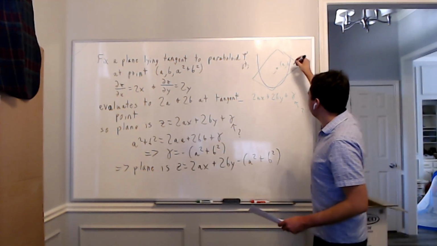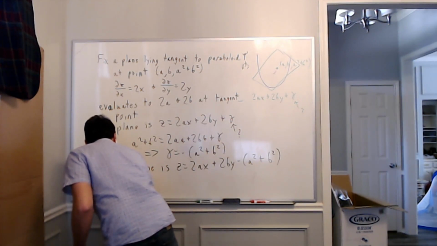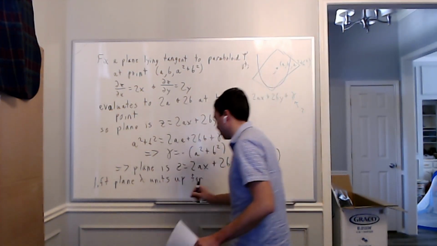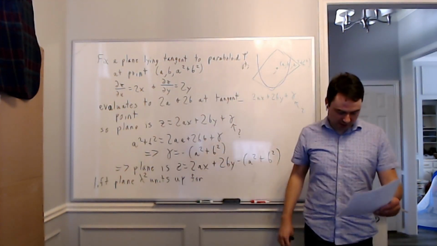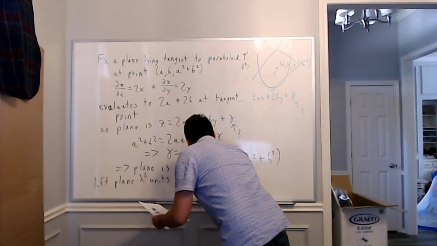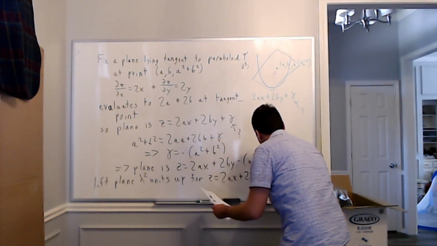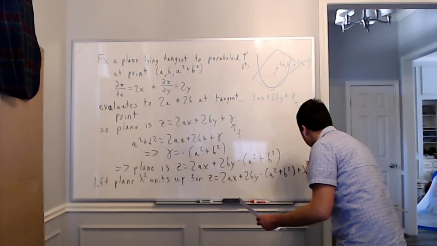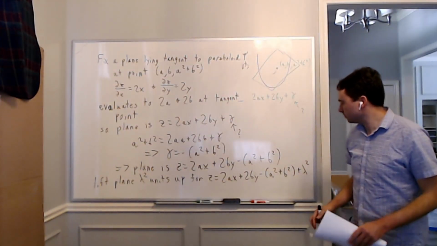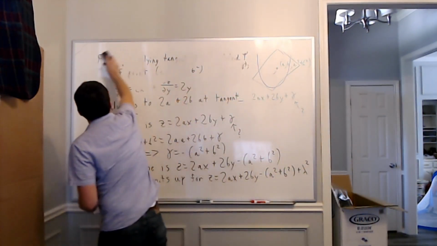Now, if you imagine we lift the plane up lambda squared units, it's going to cut through the paraboloid instead of lying tangent to it, and we'll get a new equation: z equals 2ax plus 2by minus a squared plus b squared plus lambda squared. Very hard to draw this figure.